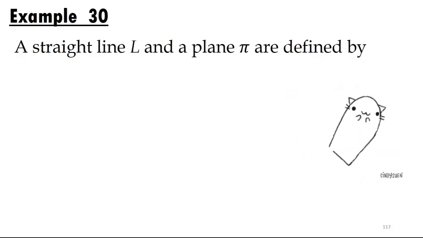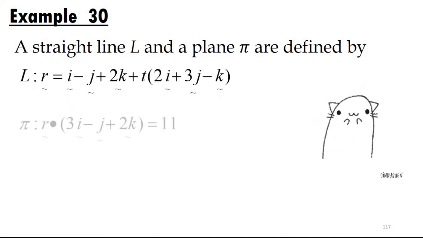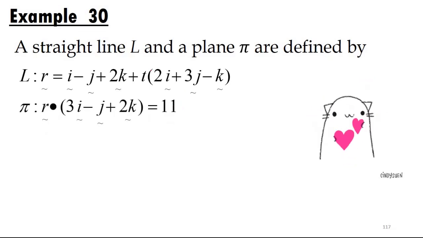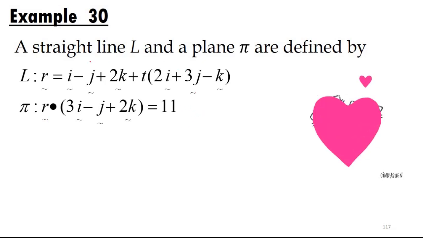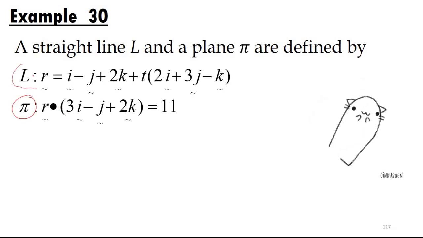So example 30. A straight line L and a plane pi are defined by, okay, this one dia tak bagi in parametric. Dia bagi awak dalam bentuk vector equation. Untuk pi pun dia bagi in vector equation. So before kita nak buat simultaneous, tukar dulu L ni jadi parametric. Yang ini jadi Cartesian. Tukar dulu.